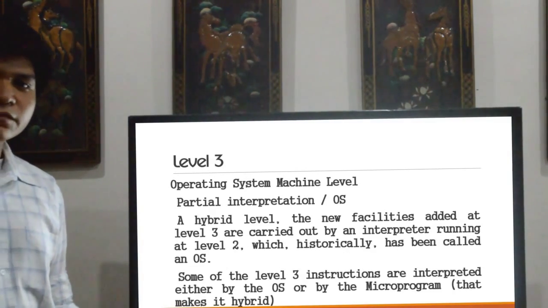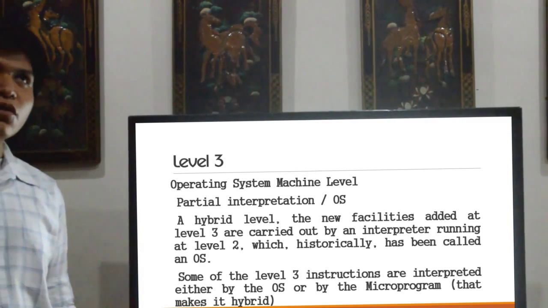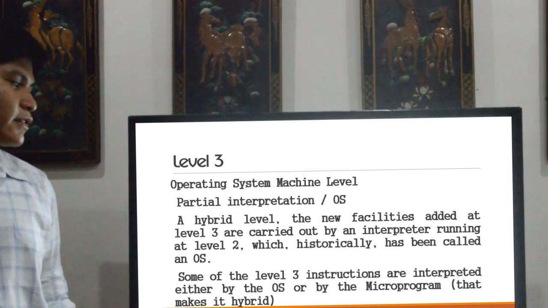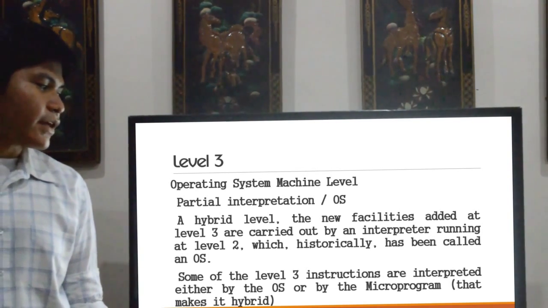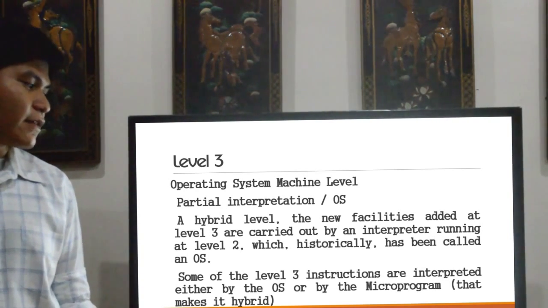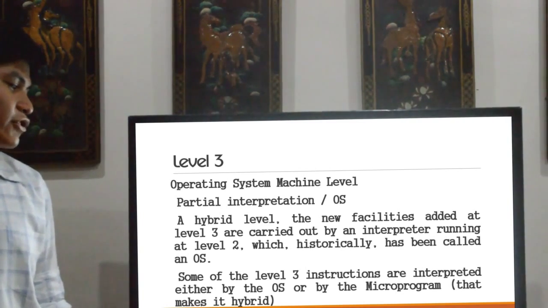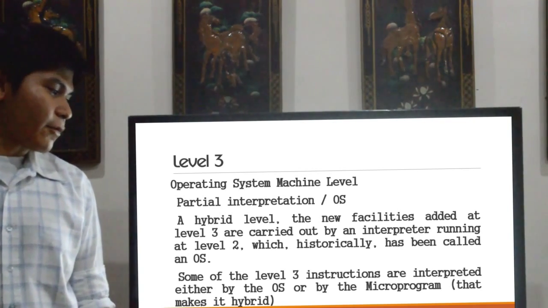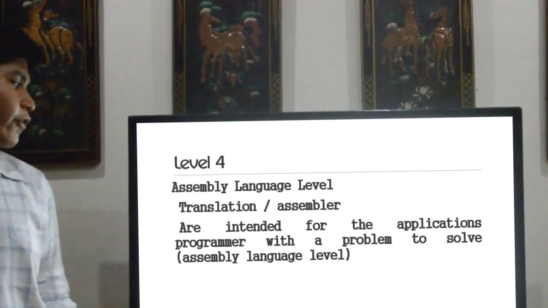Level 3, operating system or OS, also called partial interpretation, is a hybrid level. The new facilities added at level 3 were carried out by an interpreter running at level 2, which historically has been called an OS. Some of the level 3 instructions are interpreted by either the OS or the microprogram. That makes it hybrid.